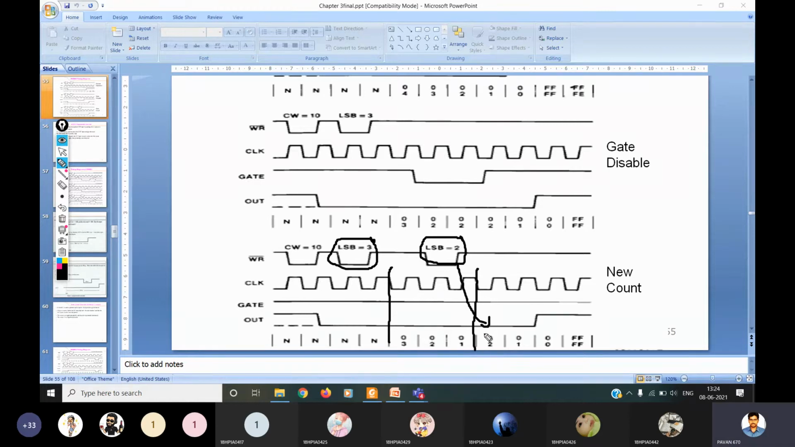That too with reference to the negative edge, the value is loaded. The latest value is loaded into the counter, and from here the counting starts again, with value 2, 1, 0. So this is the basic idea of the mode 0 operation with respect to any counter, whether it may be counter 0 or 1 or whatever it is.